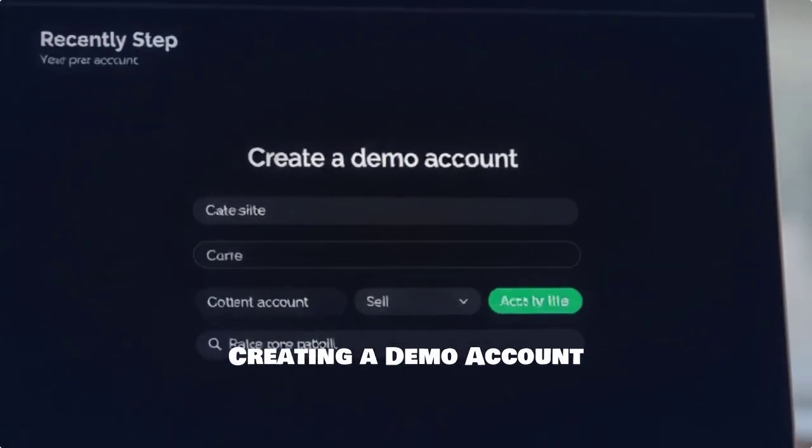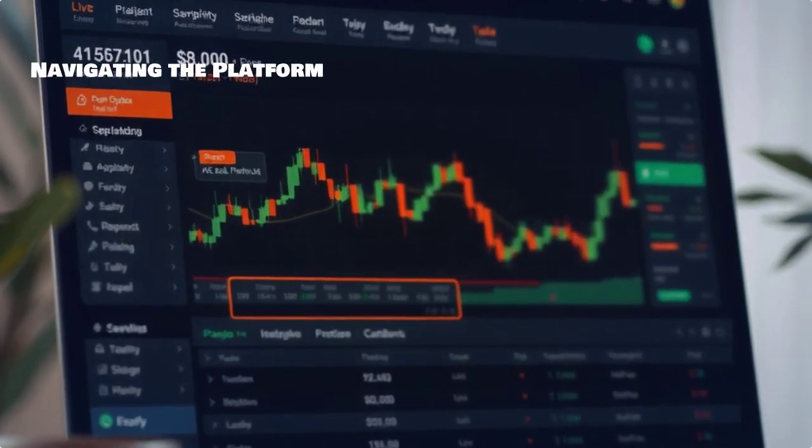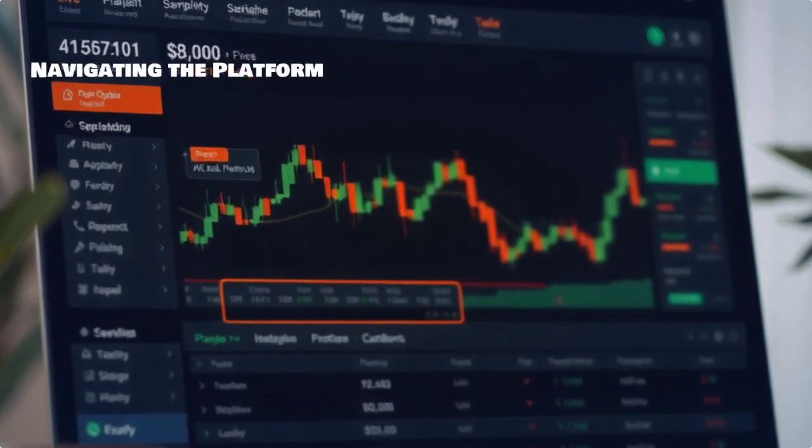Creating your demo account is simple. Follow these straightforward steps to get started. Let's explore the Expert Option platform. Familiarize yourself with its layout and features to enhance your trading experience.